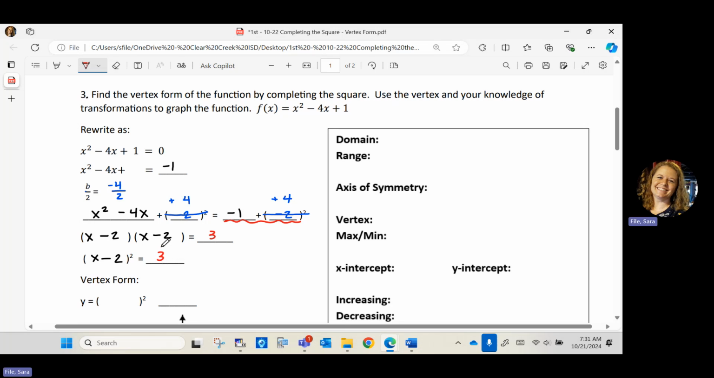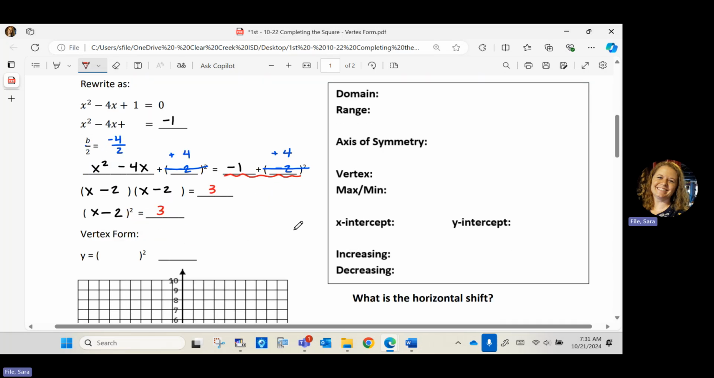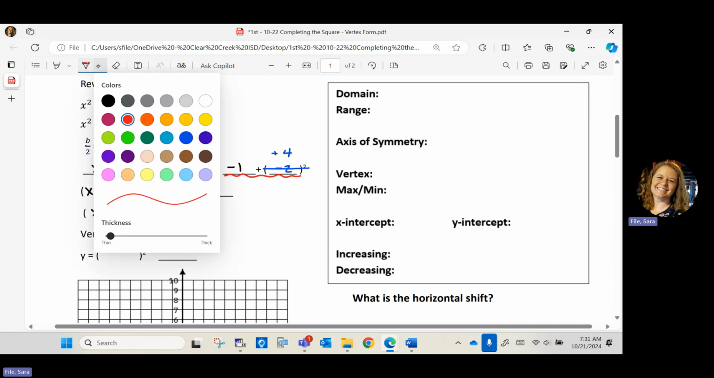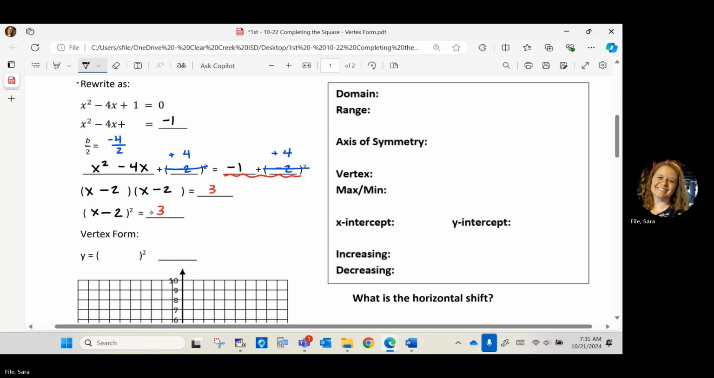But I told you to put this in vertex form. To have it as an equation in vertex form, we want that constant moved back to the left. So what is that going to become when I move that 3 to the other side? It's going to become -3. So I'll have x minus 2 squared, and then that 3 moved over to the other side becomes -3.